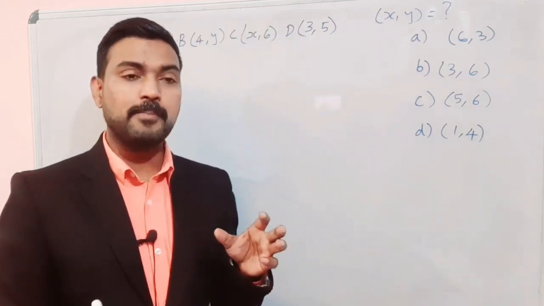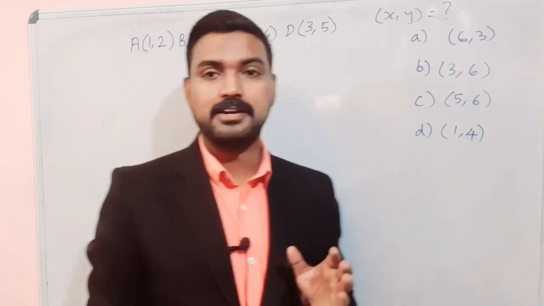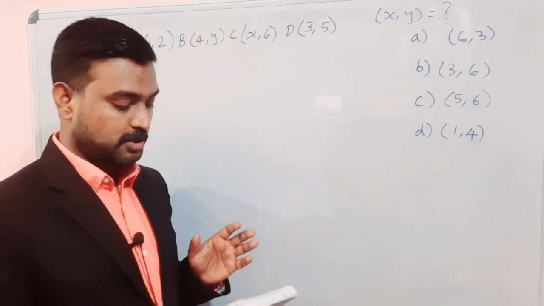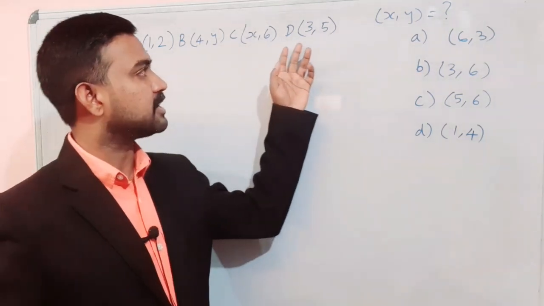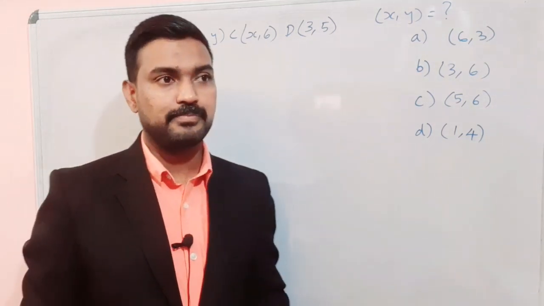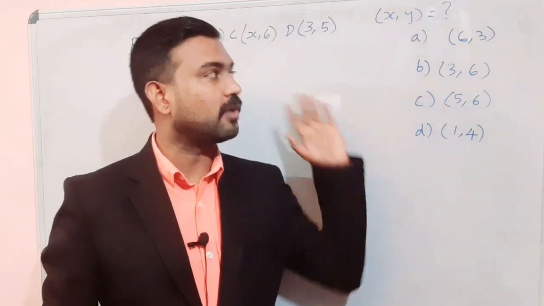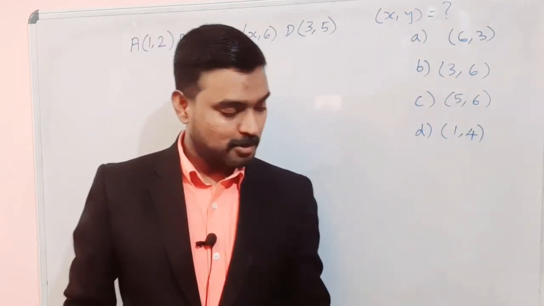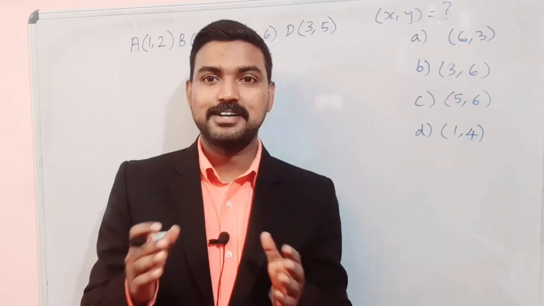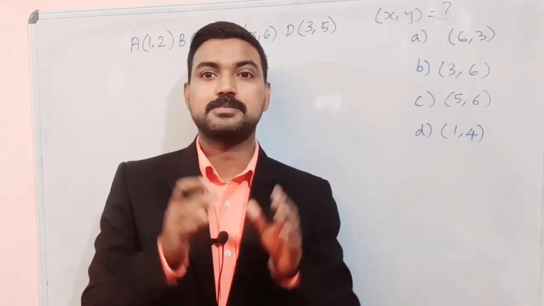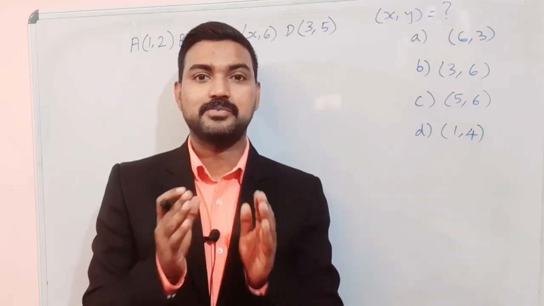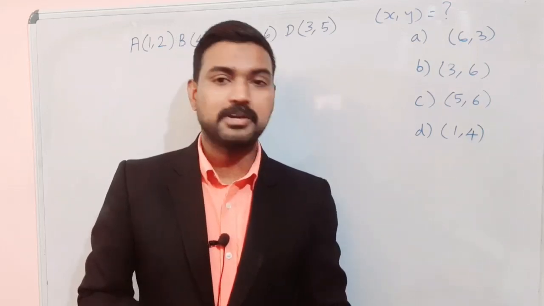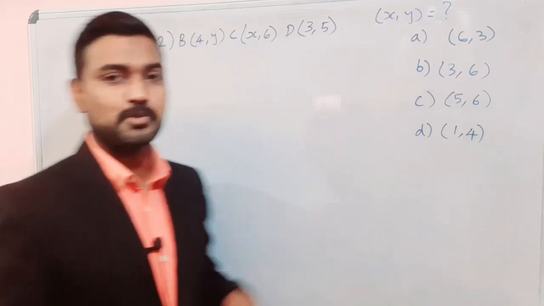The vertices of a parallelogram in order are given: A (1, 2), B (4, y), C (x, 6) and D (3, 5). Then find the value of x, y. This is the question, so don't worry about it. As we know, this year the term 1 examination is multiple choice questions, so we have to identify the answer very quickly. That is good for us. So I am giving you a shortcut method to find this question's answer.